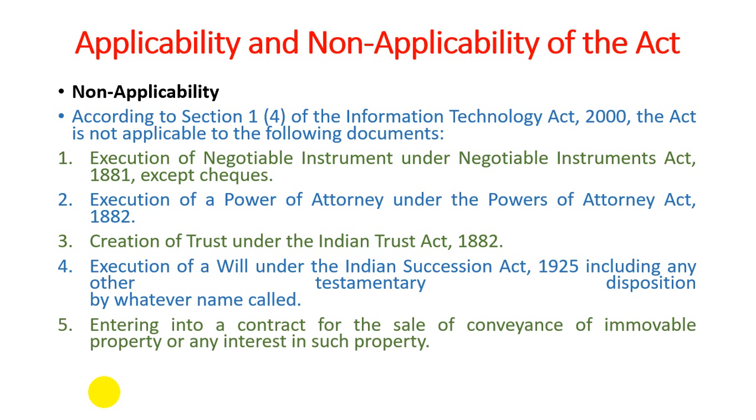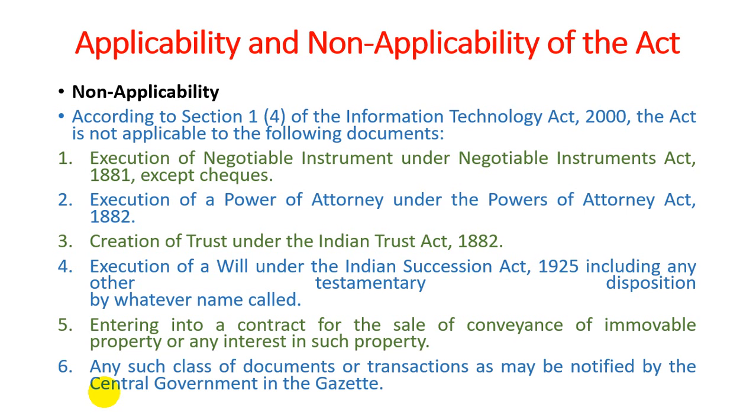Fifth one, entering into a contract for the sale or conveyance of immovable property or any interest in such property. It means your property cannot be sold online, or this kind of property is not acceptable in the online market, and the IT Act does not accept it. This is known as conveyancing of immovable property.